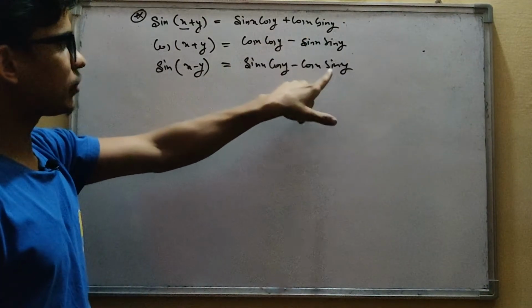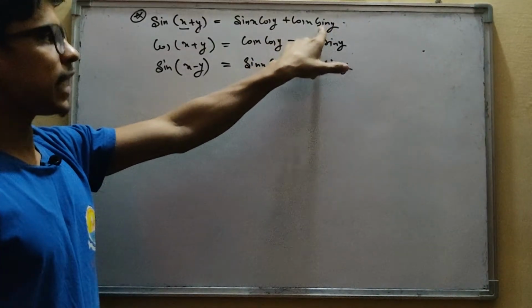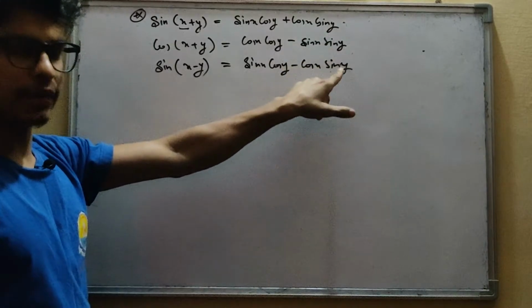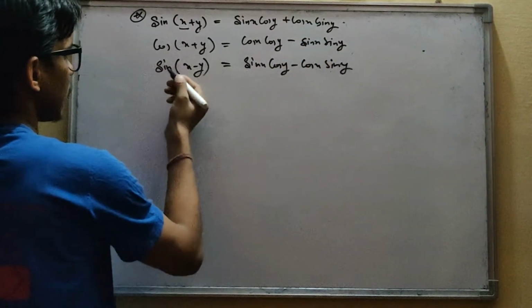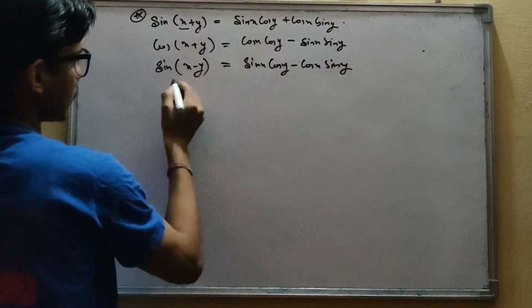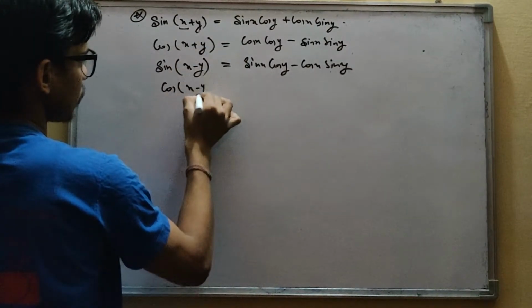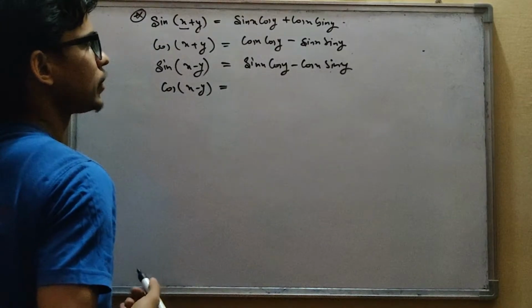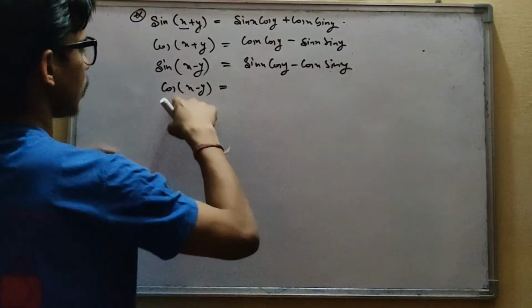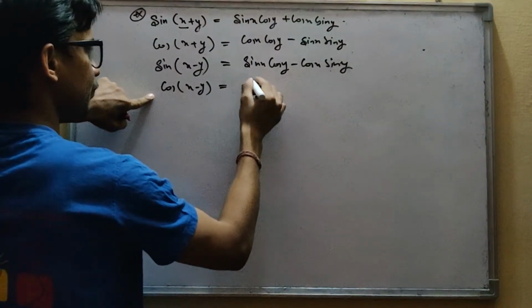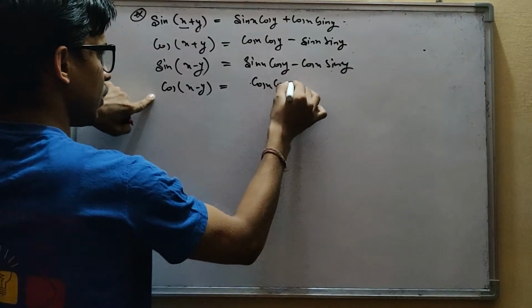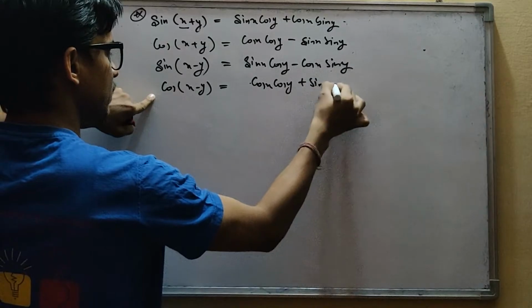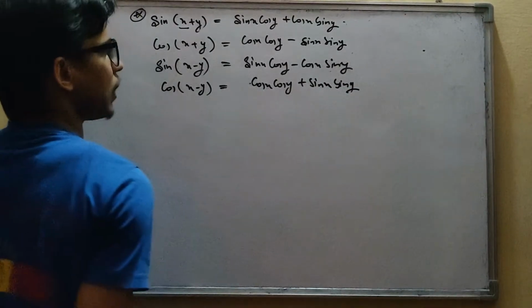And here cos x is going to be cos x, and sin y will be replaced by sin minus y, and the minus will come out. That is why it will be minus y. And if I place y as minus y over here, it is going to be cos of x minus y. Okay, so what will happen? It is going to be cos(x minus y) is cos x cos y plus sin x sin y. This is how you can do this.